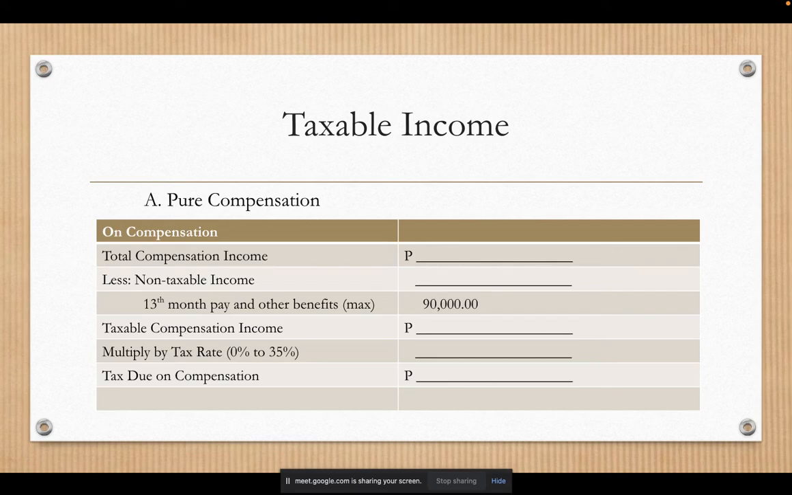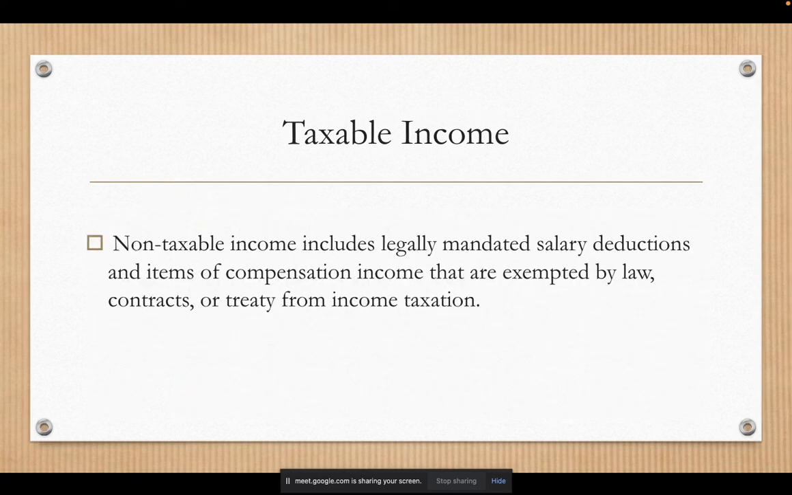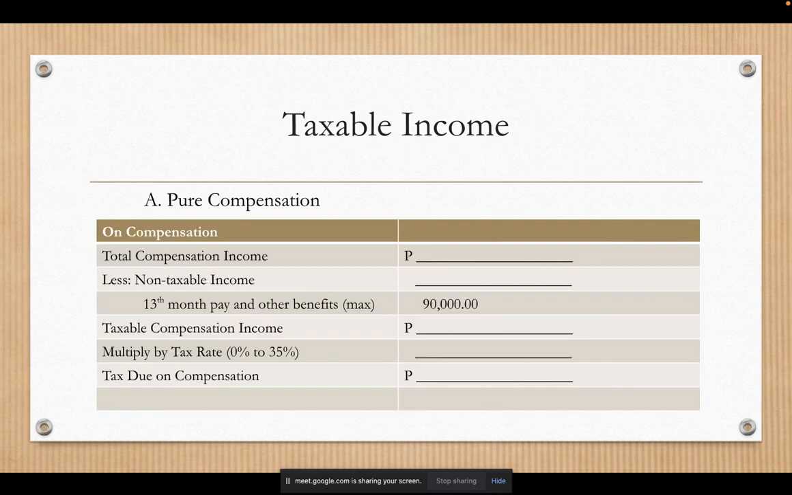your pro forma formula or computation, no? So you will start with the total compensation income plus the non-taxable income, okay? And then 13th month pay and other benefits allowed exempt of 90,000, and taxable compensation income will be multiplied by 0 to 35% depending on the tax bracket where your taxable income would fall. Okay? Sa tax table, no?